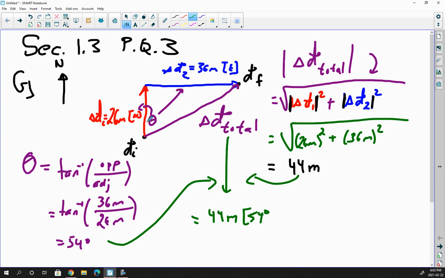Now look at this angle. The common angle, the common direction here is north. We know that's north, so we can use that as a reference. So this direction in the purple has been shifted away from the north by 54 degrees in an easterly direction. So 54 degrees east of north, and bingo bango, you're done.